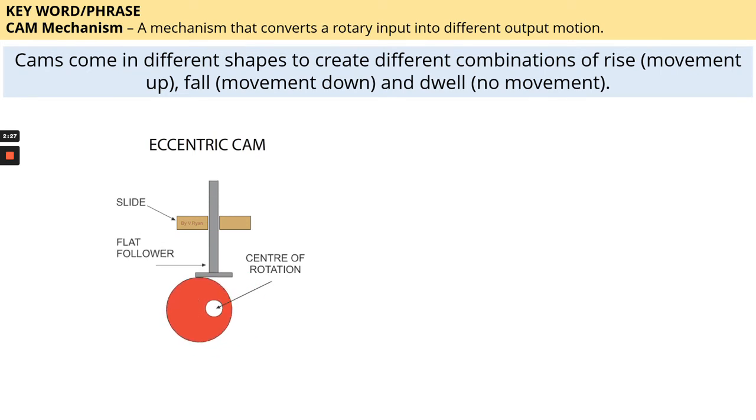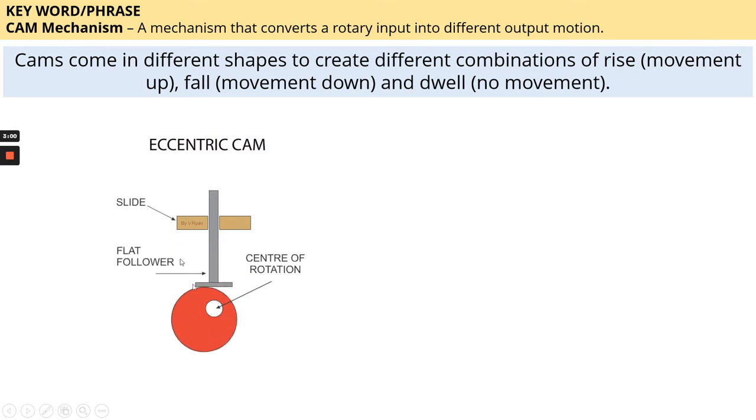So the first type of cam is an eccentric cam. It's a round cam, with the centre of rotation off centre. Because it's slightly off centre, it goes around like this, allowing the follower to move up and down at the same speed, consistently and continuously without stopping. Pause the video here and get that down.